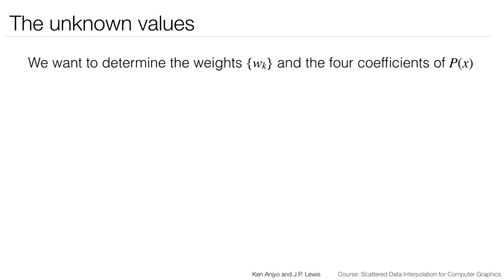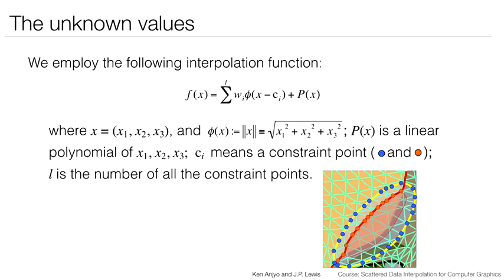So we want to decide the weights value, but the number of weights is L plus 4, actually. The number of weights W is just equal to L, but we added the linear polynomial. It has 4 unknown coefficients. So in total we have L plus 4 unknown values.